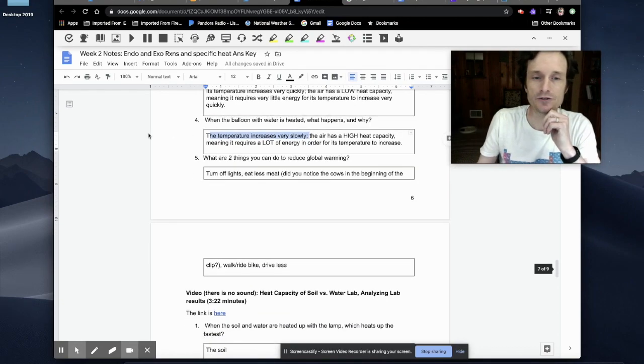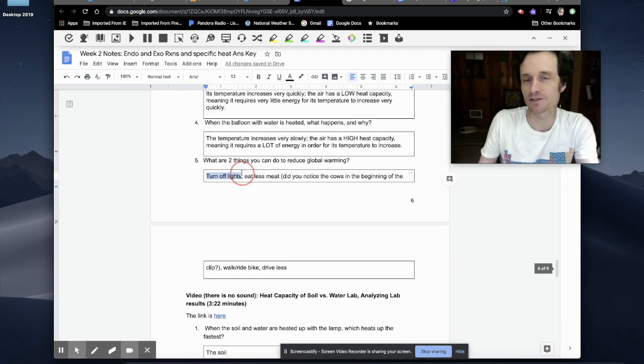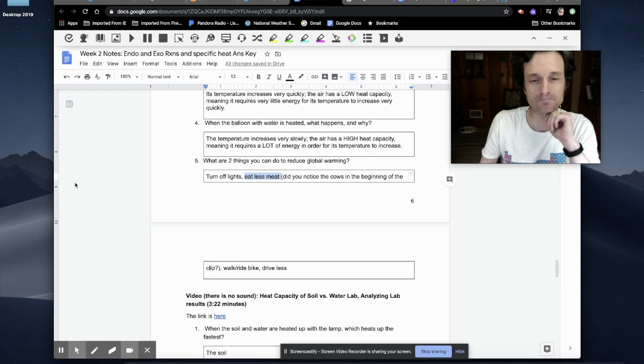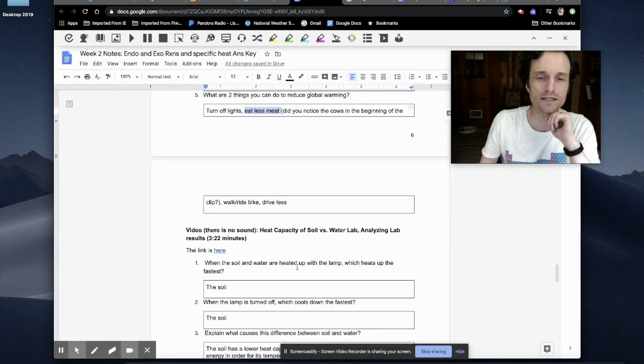And then two things to reduce global warming. I've got to say, they mentioned kind of obvious ones: turn off lights, drive less, walk. But I don't know if you noticed in the beginning, and I have to mention this, eat less meat. It's one of the chief principal contributions to global warming, the fossil fuels and the agricultural business that supports meat. There were some cows in the beginning of the picture there that would support that.